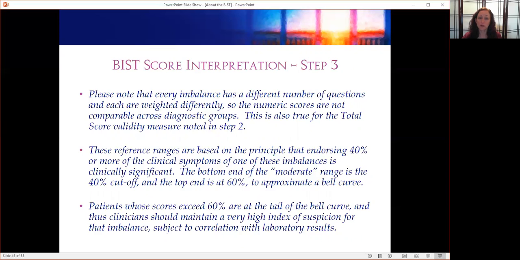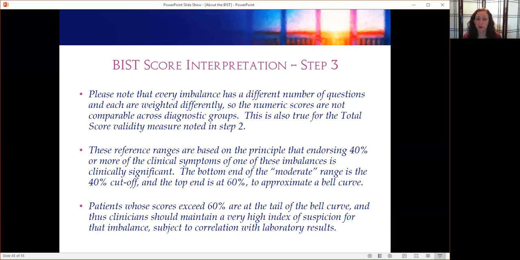One thing to keep a note of, though, is that each imbalance has a different number of questions, just because that's how it worked out. Some disorders have more symptoms that Dr. Walsh screens for than others, and therefore the numbers are different for each one, but the percentages are the same. So the weighting is the same. It's just a matter of that a 7 may be a high score for one and a low score for another. And so you have to read through the reference ranges for each one when you get your results.